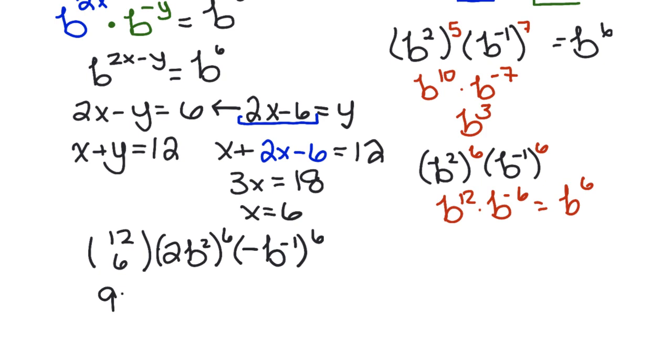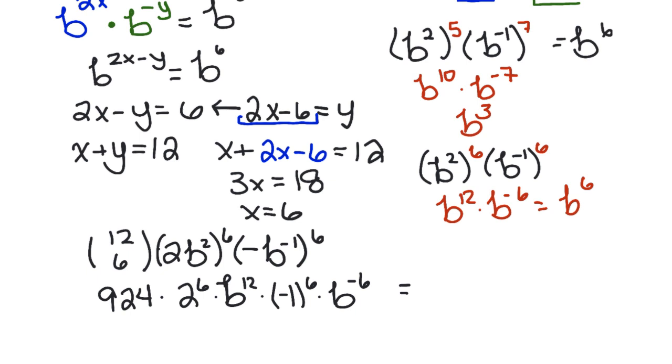And then I solve that by using a calculator. This gives me 924 times 2 to the 6th, b to the 12th, times a negative 1 to the 6th, which you don't have to put because that's going to be a positive 1, times b to the negative 6. So then we get 59136 when you type that into the calculator. So if we were to do 12 choose 6 in the calculator, we'll go ahead and do it. So 12 choose 6.